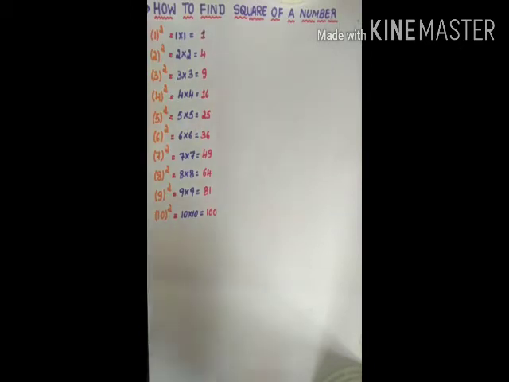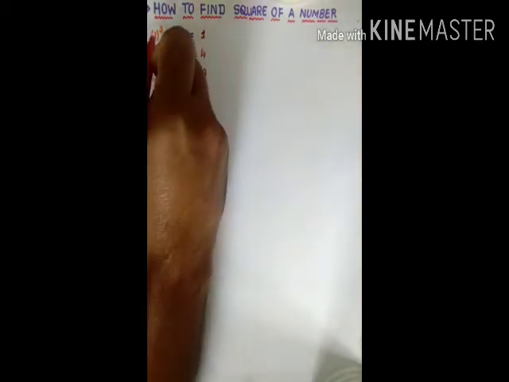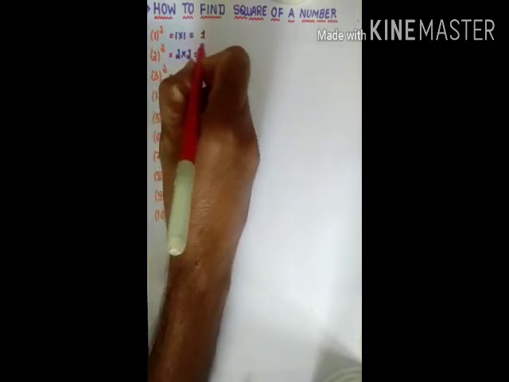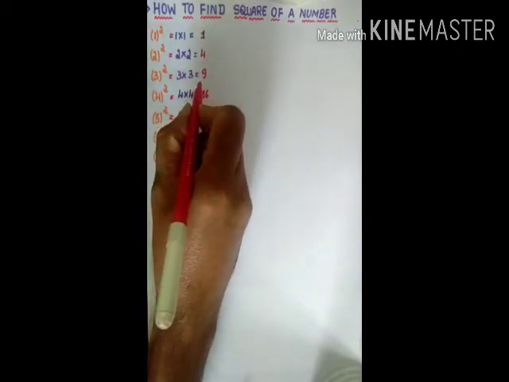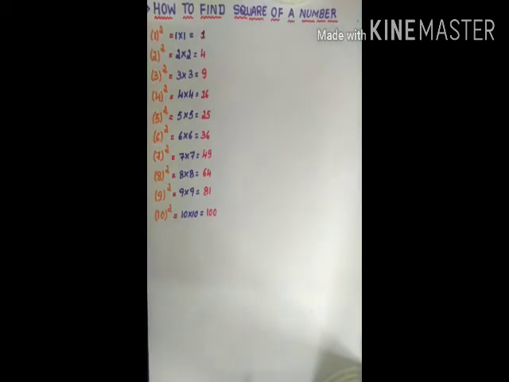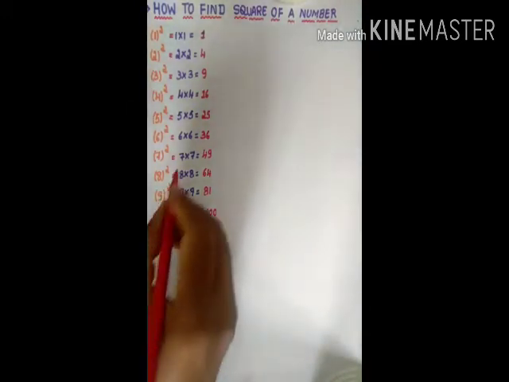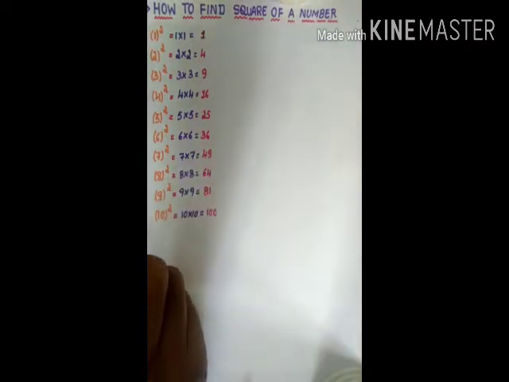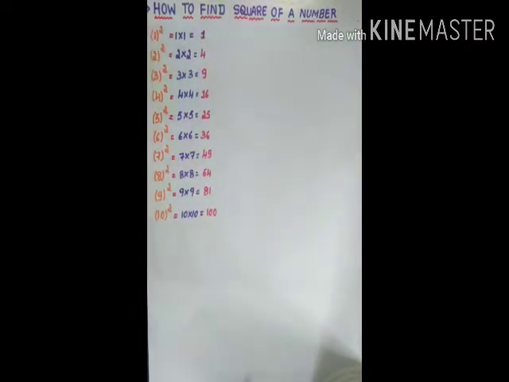Dear children, you are familiar with these square numbers. 1 square, 1 into 1, 1. 2 square, 2 into 2, 4. 3 square, 3 into 3, 9. Similarly, 4 square, 4 into 4, 5 square, 5 into 5, and 10 square, 10 into 10, 100. These square numbers you know very well.